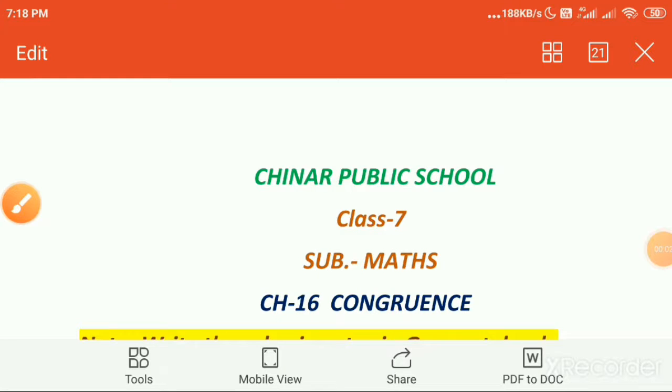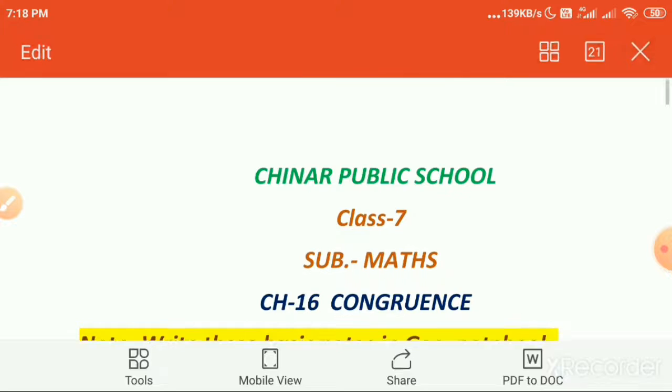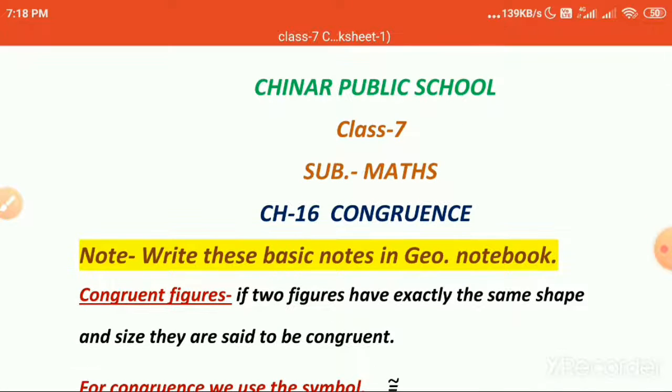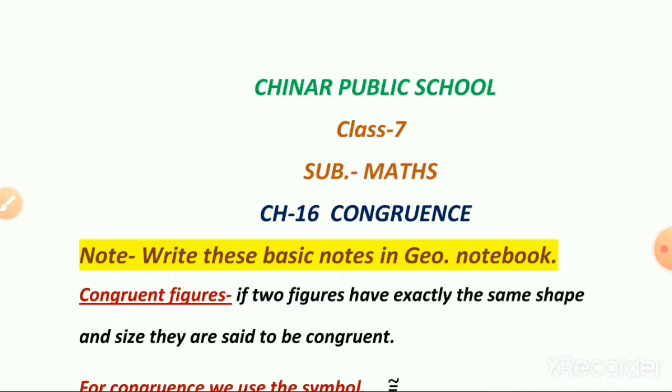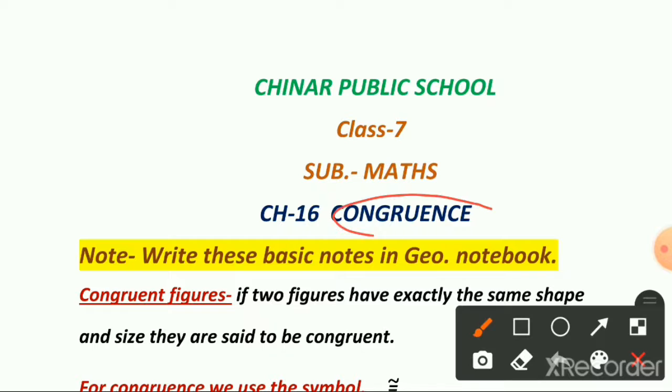Hello, my dear students. As you all know, today we have to start chapter number 16, congruence. This word is quite new for all of you because we haven't studied congruence before. So let's learn something new today. The thing which definitely arises in our mind is, what is the meaning of this word congruence?